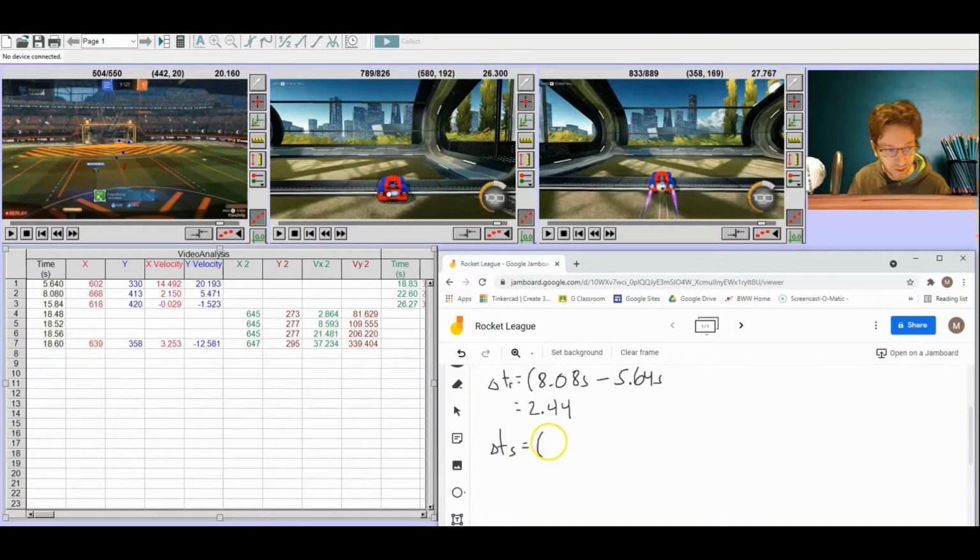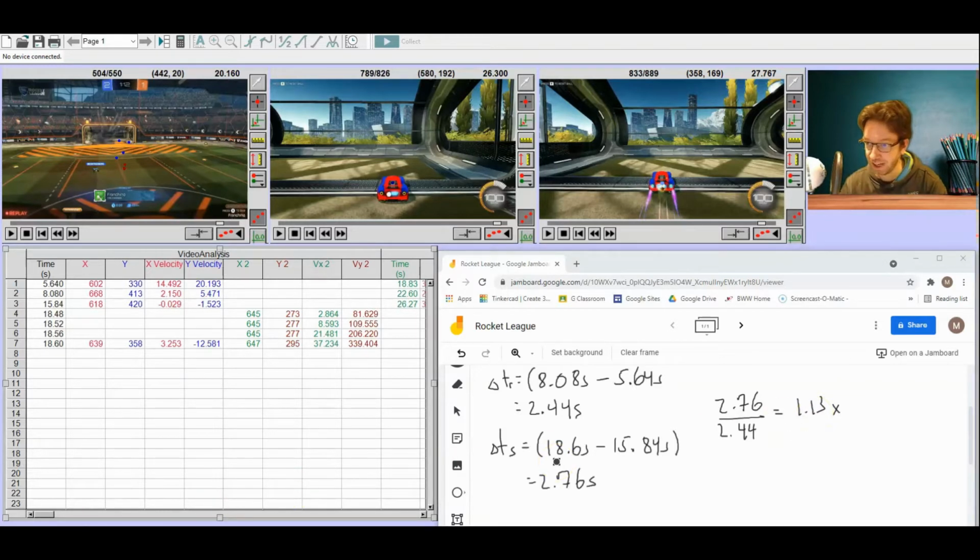So let's find the difference between those times. So 18.6 seconds minus 15.84 seconds, and we get 2.76 seconds. So it doesn't slow down time by much, but we'll still take it into consideration. If I find the ratio of these, 2.76 seconds divided by 2.44, we get 1.13. So it was slowed down by 1.13 times. All right, so our first challenge has been solved.